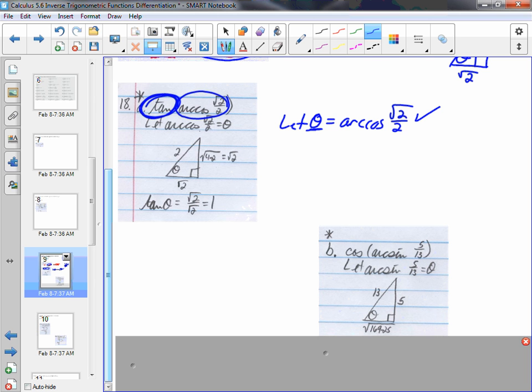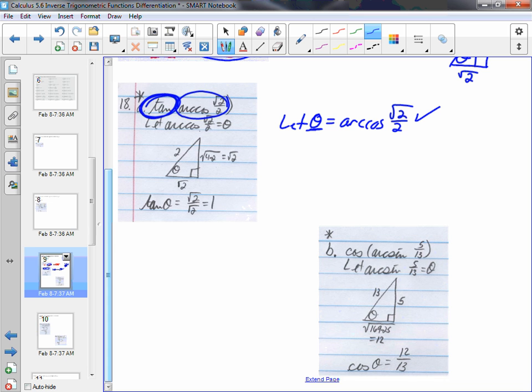And then solve for that missing one. So the missing leg is the square root of the hypotenuse squared minus the other leg squared. So that's the square root of 169 minus 25. That's the square root of 144. That's 12. Now we can write any trig ratio that we want. We want cosine.